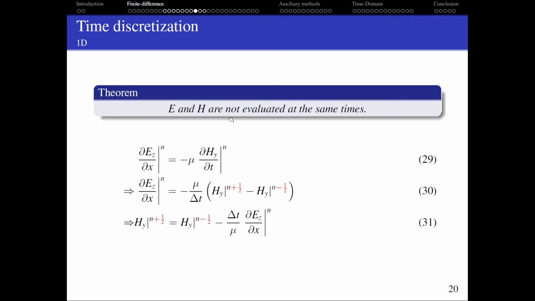So that means that not only are the E field and H field not placed at the same location, they are not evaluated at the same time. So this has implications if you want to, for instance, combine results of E and H. There can be in the software a small phase shift that needs to be taken into account.